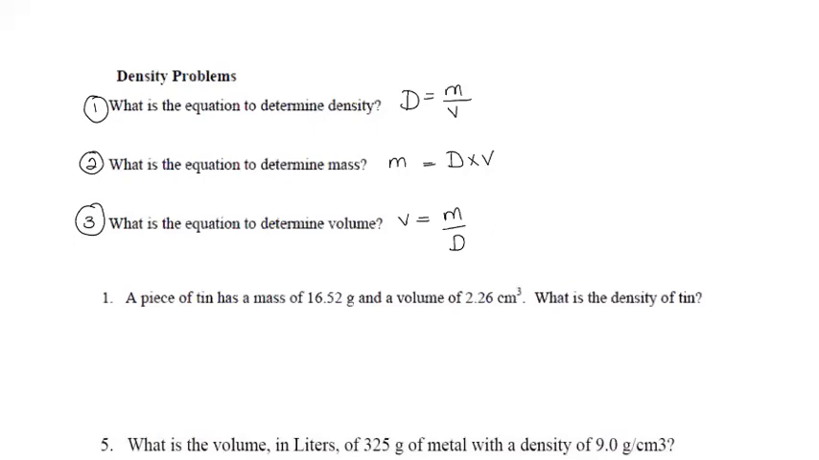A piece of tin has a mass of 16.52 grams and a volume of 2.26 centimeters cubed. What is the density? Let's put in the chat, what is the equation that we're going to be using? Excellent, the first one. Density equals mass over volume. My mass is 16.52 grams. My volume is 2.26 centimeters cubed. So my units for density are usually grams per milliliter, but in this case it's grams per centimeter cubed.